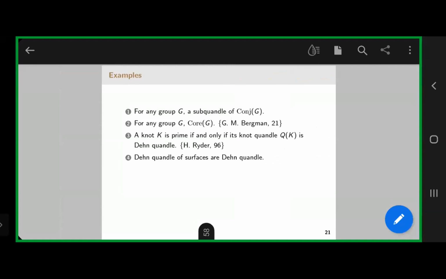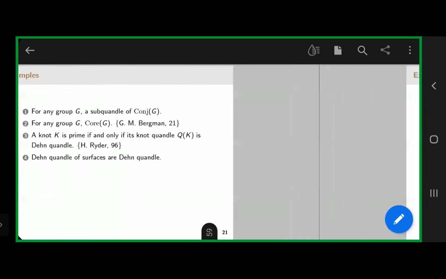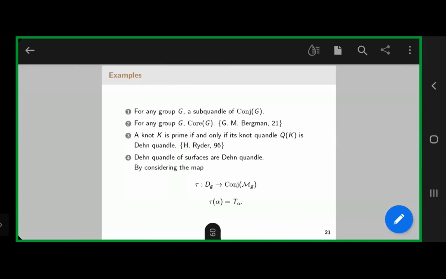The fourth example, which is our focus example, is the Dehn quandle of surfaces. How can this be seen as a subquandle of the conjugation quandle? You take the conjugation operation on the mapping class group and define every curve as its Dehn twist. Again, all three properties of the quandle axioms easily hold by the basic properties of the Dehn twist.